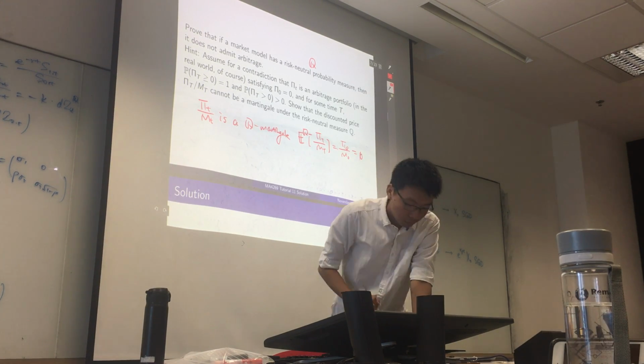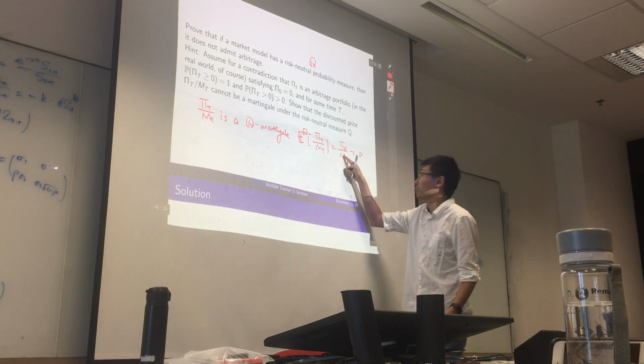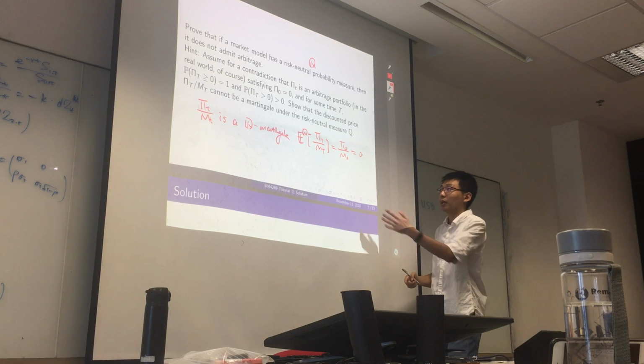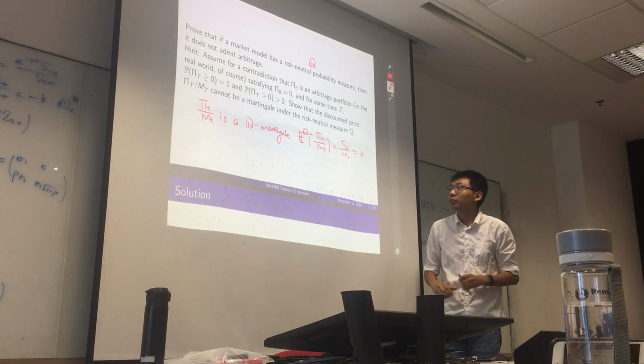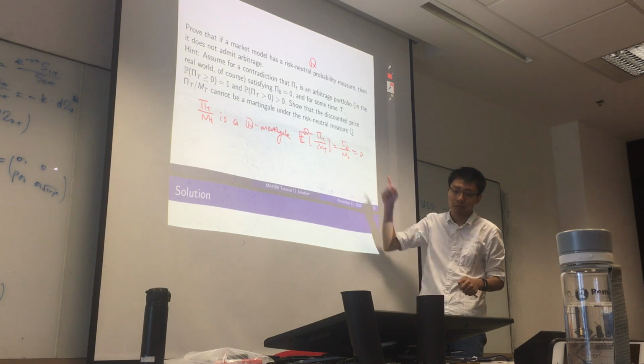Sorry, this is 0. That's because pi 0 is 0. So this is just a number. There is no randomness here at the beginning, so it's just 0. So we know under the Q world, when we take its expectation, it becomes 0.